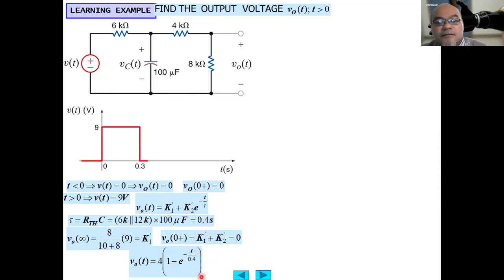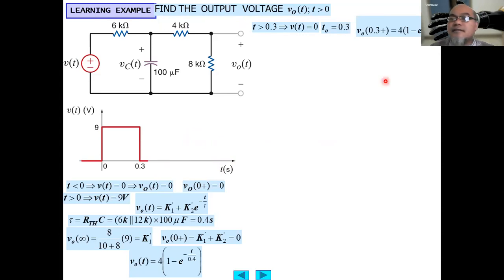Okay. The tau is 0.4 second. So this is valid between 0 to 0.3. So at t larger than 0.3, the switch is turned off again. So Vt equals 0. So t0 becomes 0.3 second. So we have to find the V output initial value at 0.3 second. We calculate using this equation. So we insert t equals 0.3. Okay, so we obtain the value here.